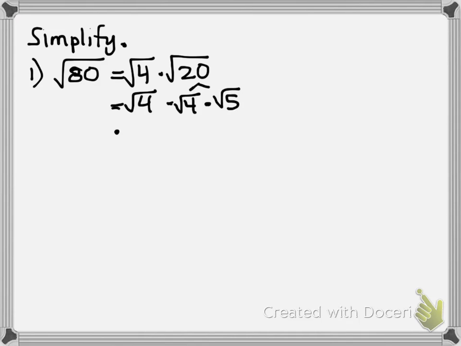What's the square root of 4? What's the square root of 5? Square root of 5. Now I'm left with a product on the outside. What's 2 times 2? 4. So actually, what was the greatest perfect square of 80? The greatest perfect square was 16.